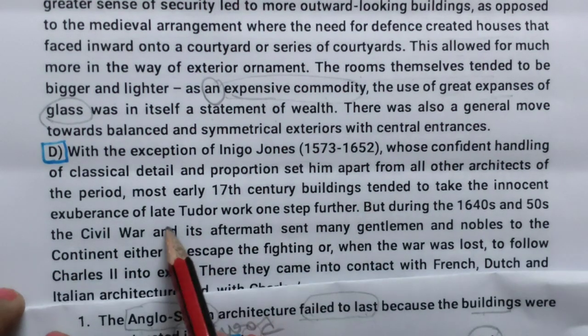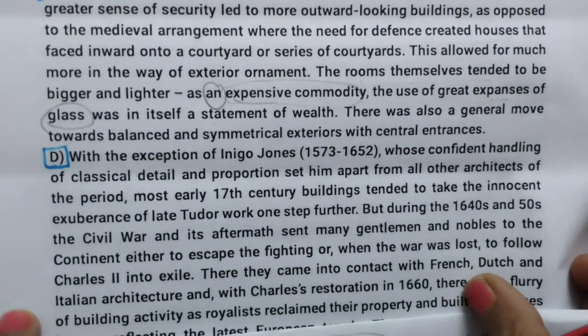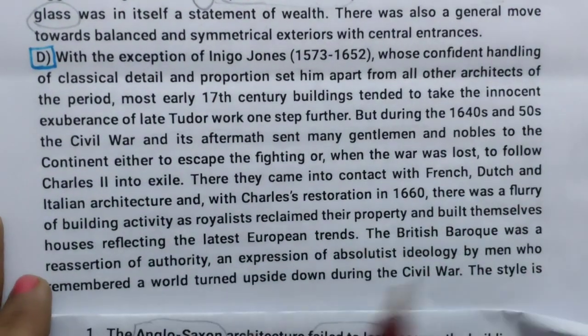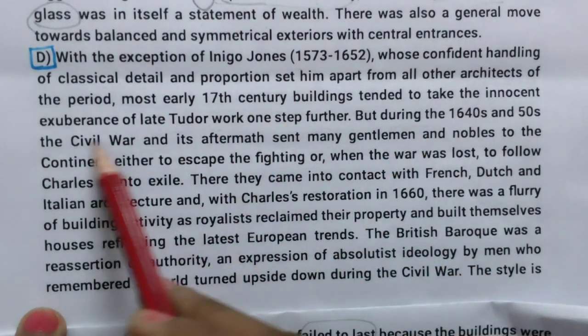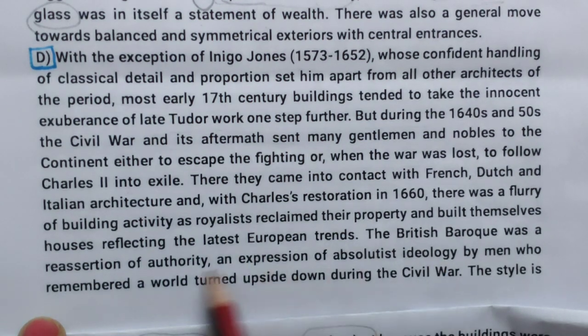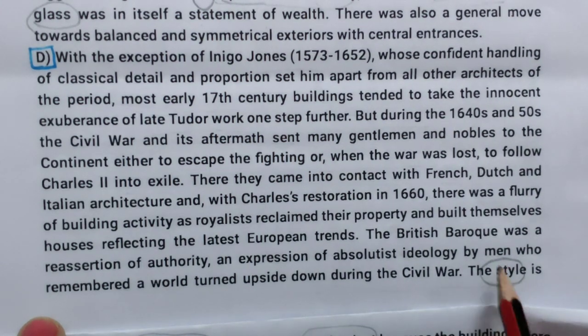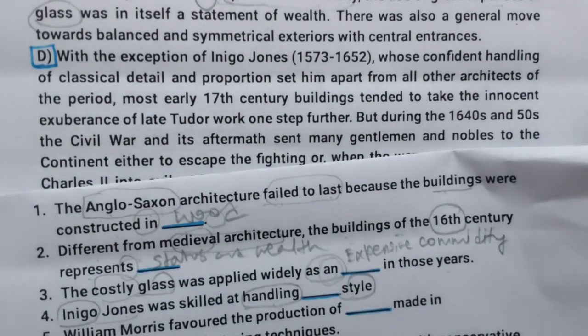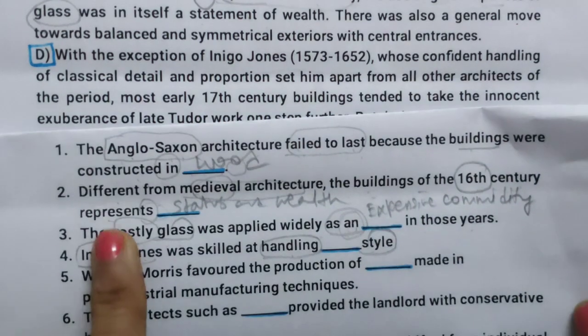So I am looking for Jones Tudor work 19 novels. No, here it is not. I am just shifting the page from here. I am looking for Jones was skilled at handling style. Okay, so here Jones, Inigo, into exile, French, Dutch. No, here it is not. Here it is not. The style is here. Style word is here. It means the answer will be on the next page. On the next page. Although style was here, but the word is here. I missed it. Inigo Jones. See this. Same we were looking for.